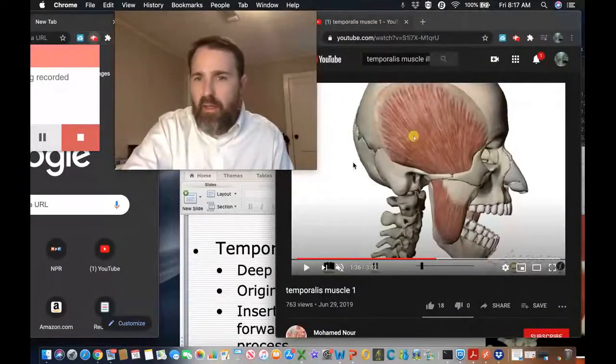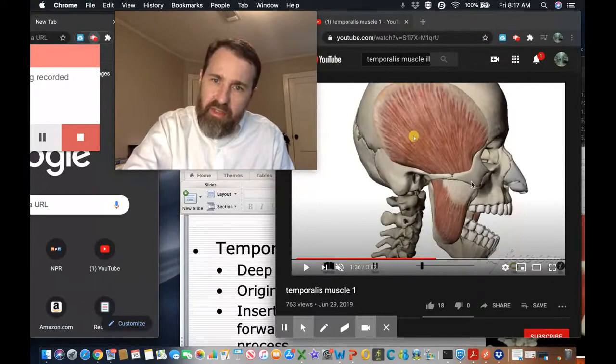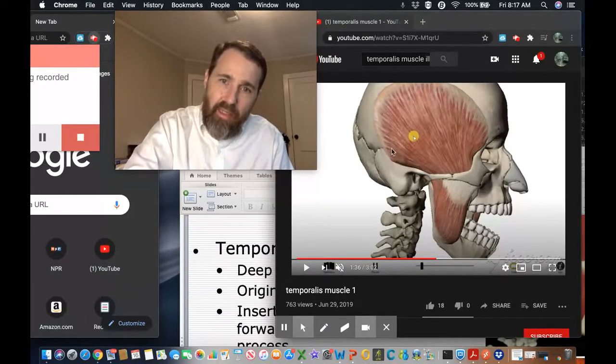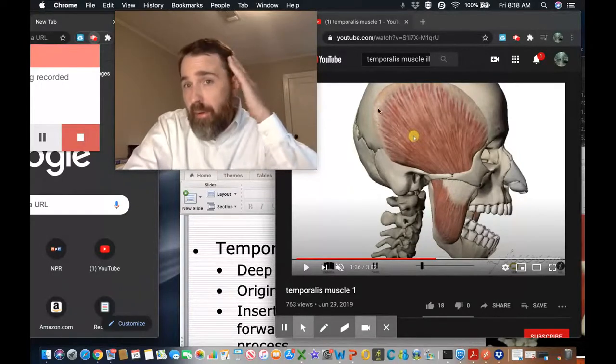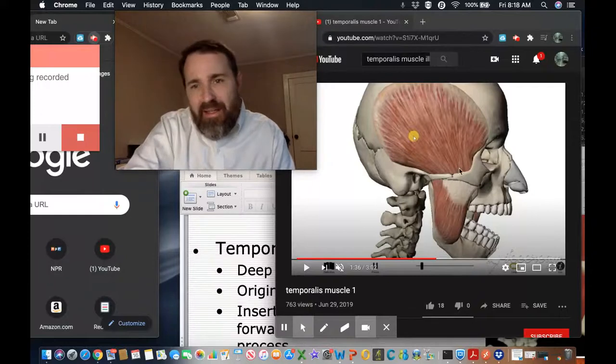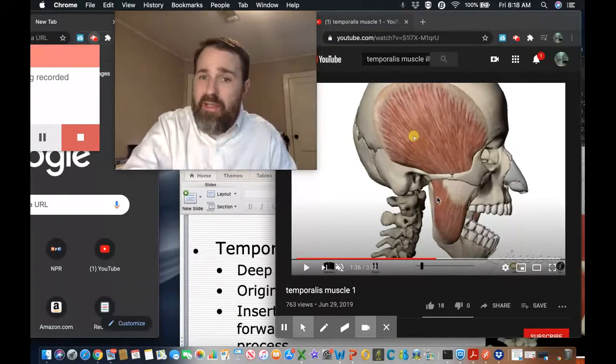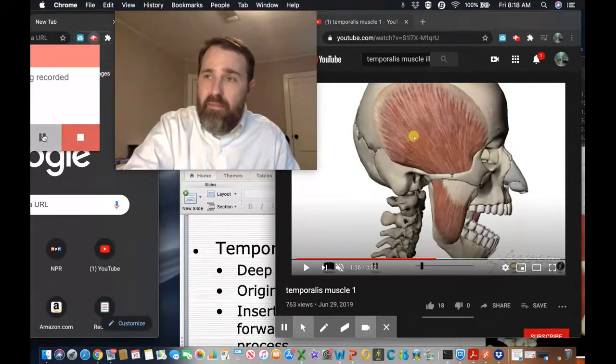All right, so I'm going to play a bit of a video here. So here is the masseter. Here's the temporalis originating up on the temporal bone and coursing down behind the zygomatic arch to insert into the coronoid process of the mandible.